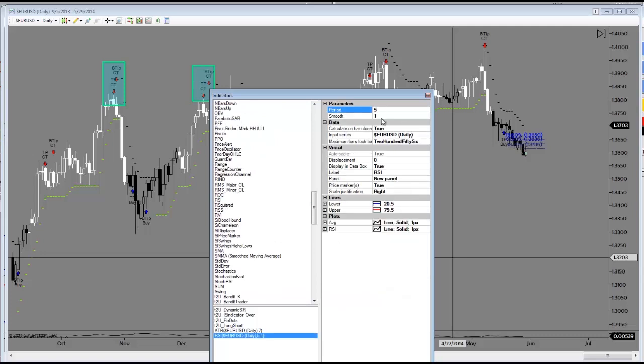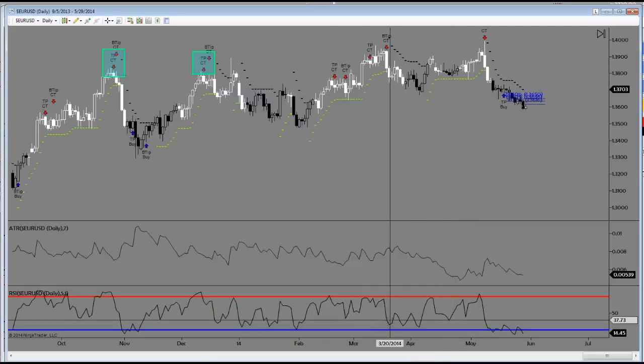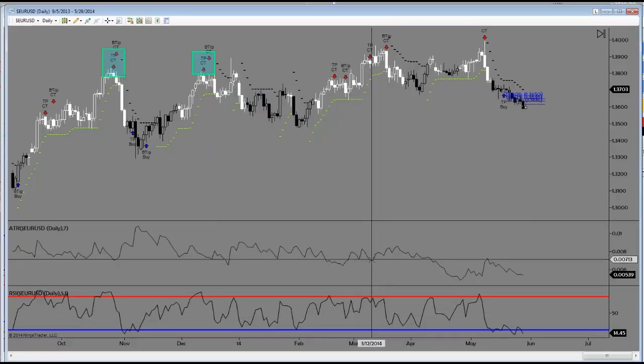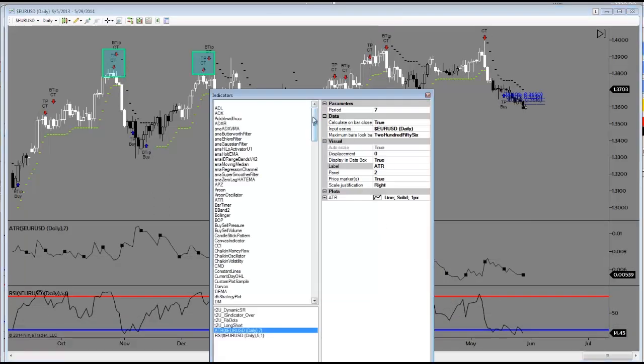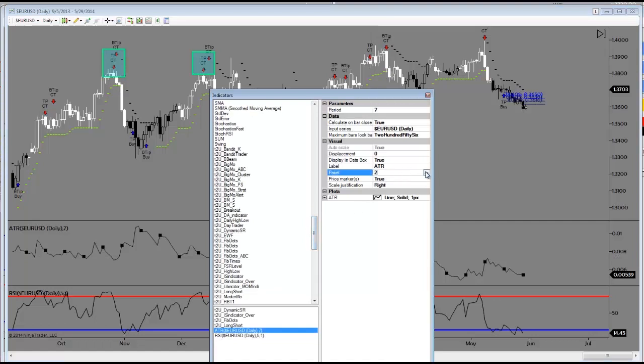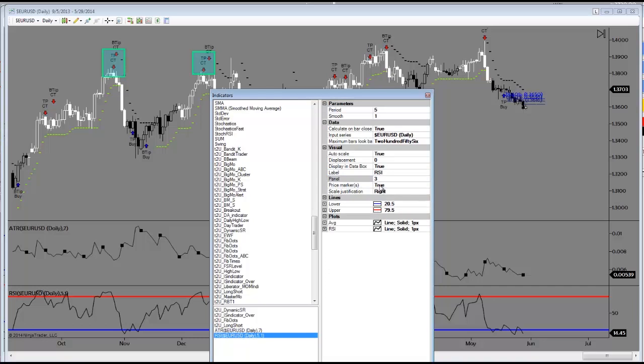RSI is a 5 by 1. My overbought is at 79, 58, 0. My oversold, bada bing, bada beautiful. Now again, I'm going to double left click here. I throw average true range on that chart. We'll put this down in 3. This just helps me gain some perspective on volatility and an expectation.